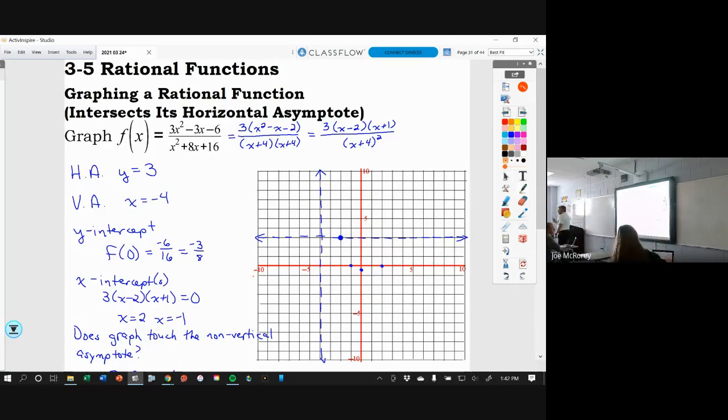This graph either touches or goes through the horizontal asymptote at that point. I don't know if it just goes up and touches it and goes back down, or maybe it goes up. What do y'all think? Will it go back down? No. Why not? Why will it not go down?